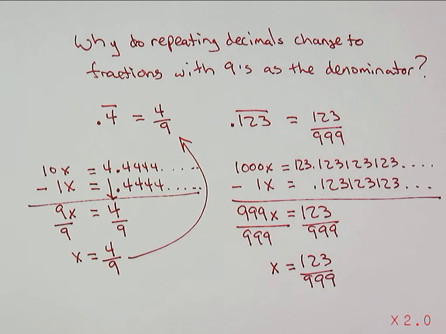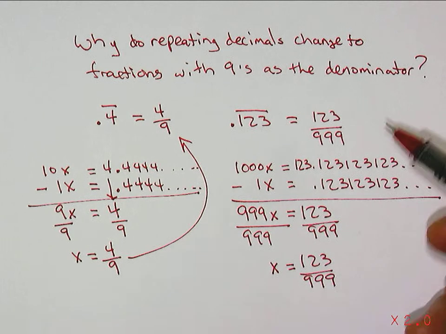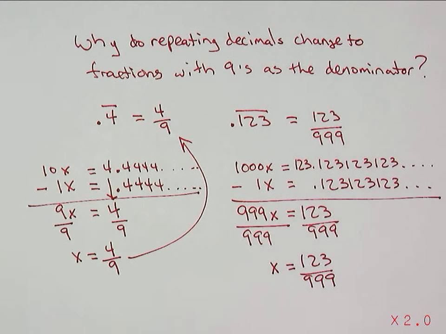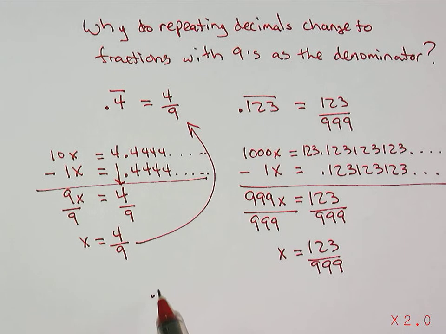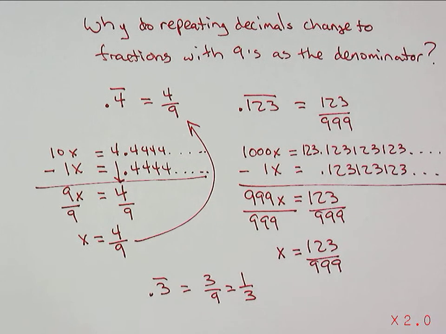And again, some of them simplify, so you end up without a 9 on the bottom. In some cases, for instance, 0.3 repeating is 3/9, but that reduces to 1/3. So sometimes they end up without the 9 on the bottom because they reduce. And that again is kind of an idea of why you end up with 9s on repeating decimals.